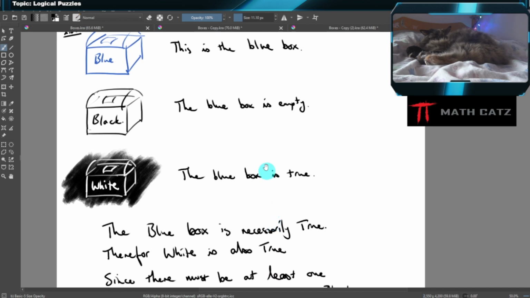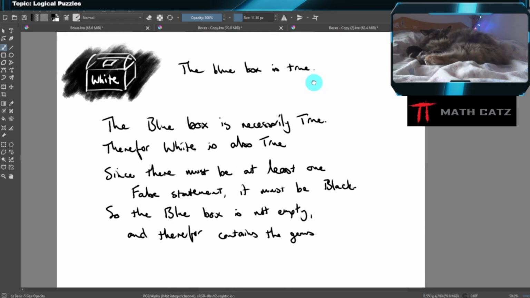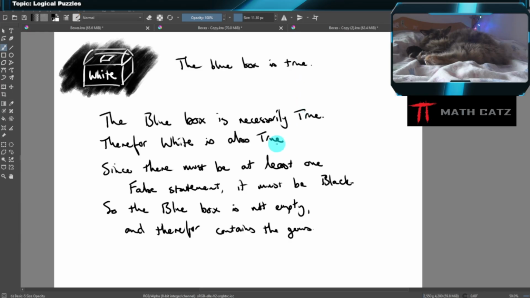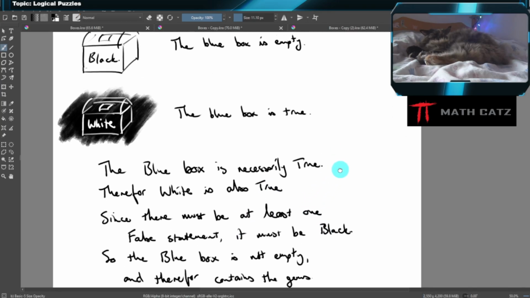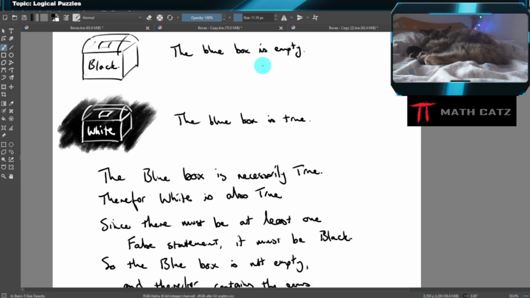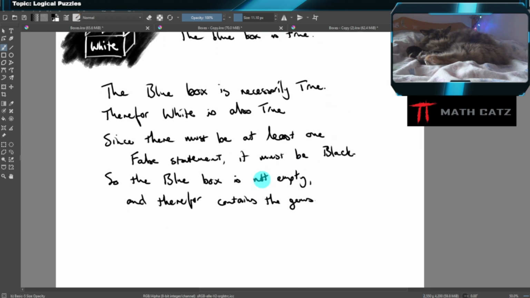So we started with something that is easy to evaluate. That led us to be able to make progress with white and evaluate that. We found two true based on at least a part of the premise of the problem, that there's at least one true, at least one false. We could conclude, well, black has to then be false. That allows us now to evaluate what black says. And if black is false, the opposite of this is true, so the blue box is not empty, and therefore the blue box has the gems.